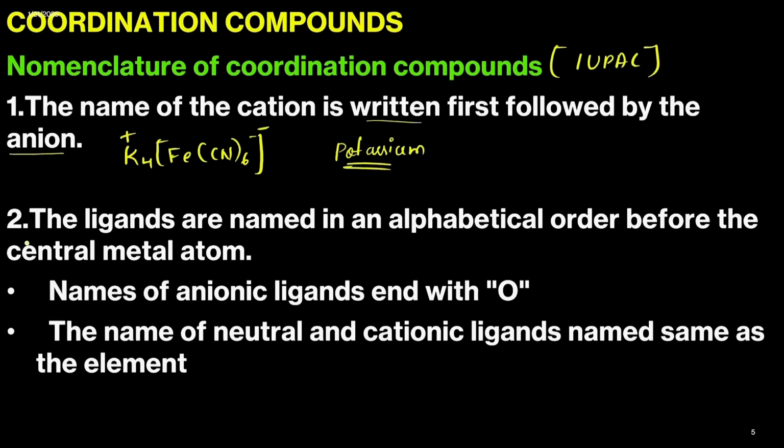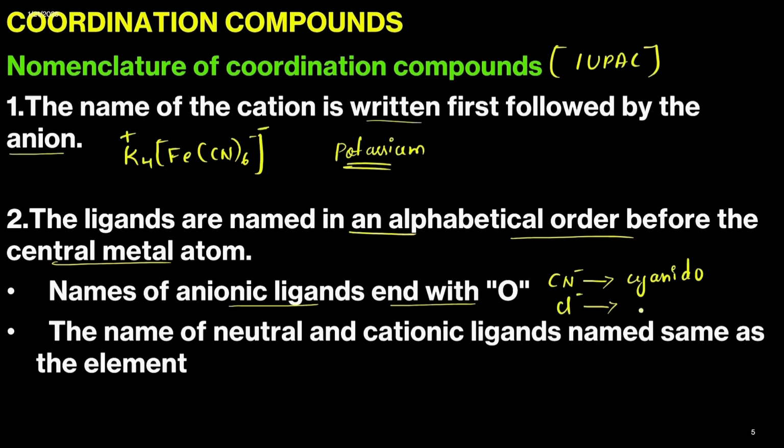Next point is the ligands are named in an alphabetical order before the central metal atom. Names of anionic ligands end with O. This we have discussed in anionic ligands. For example, if there is CN minus ligand, the name of this ligand should end with O. Therefore, it is named as cyanido. If Cl minus is there, this is named as chlorido. Like this, the name of the anionic ligands end with O.